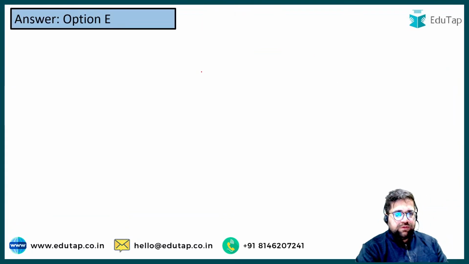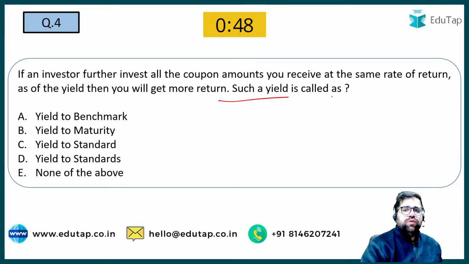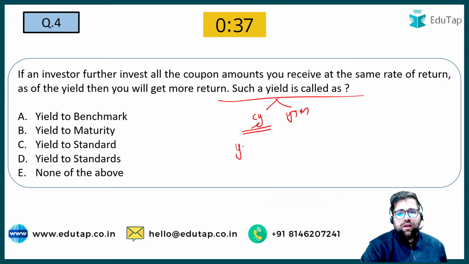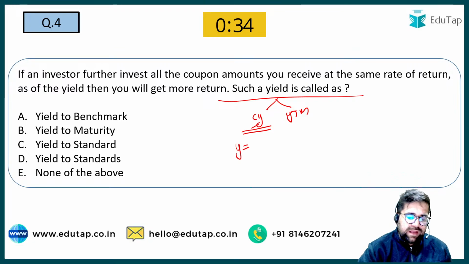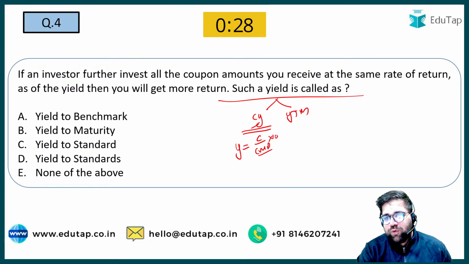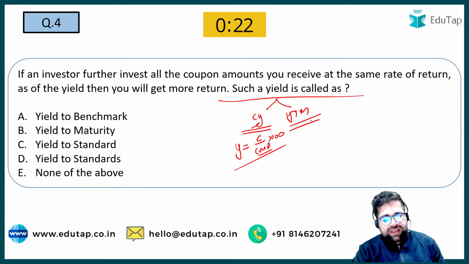Okay, cool. Now let's move to the next question, question number 4. If an investor further invests all the coupon amounts received at the same rate of return as the yield, then you will get more return. Such yield is known as what? See, basically yields can be calculated in two manners: current yield and YTM. Current yield is basically the total yield you are getting at one particular moment. So over here the formula is: current yield equals coupon amount divided by the current market price, times 100 for percentage.